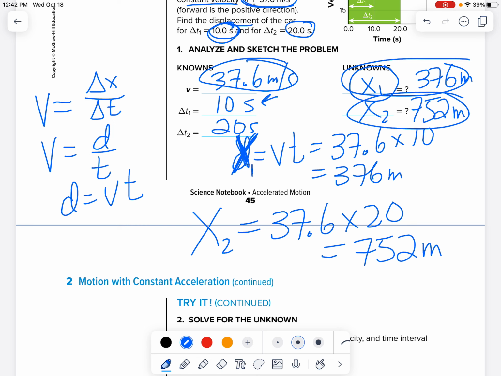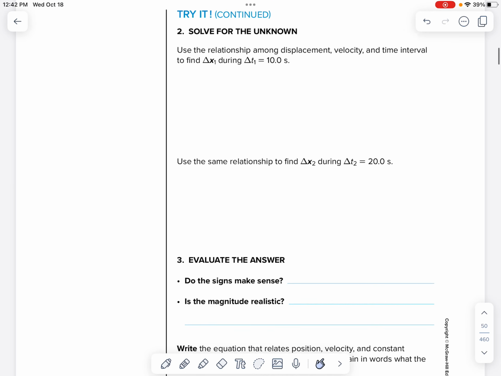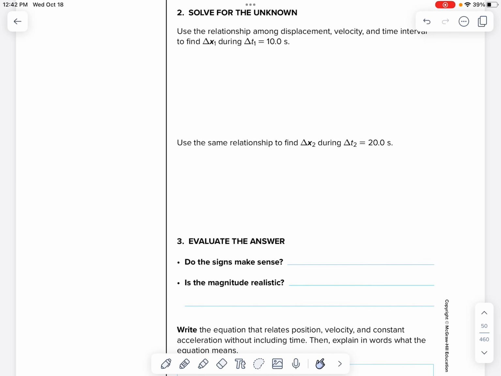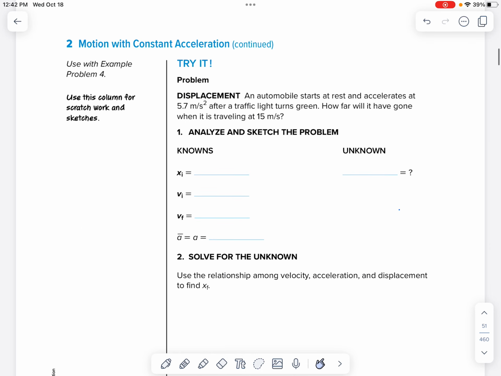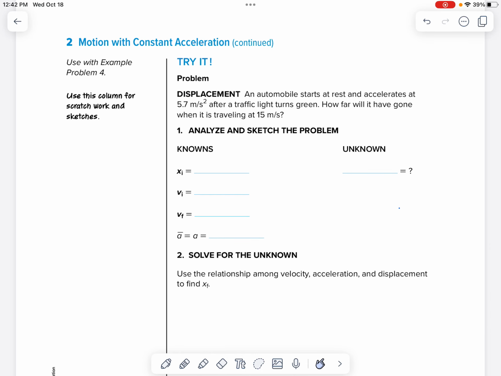All right, there we go. All right, another one. It says use the relationship among, oops, sorry. No, let's move on. We already did that. We just did those problems. Here, let's do another one with our equations.